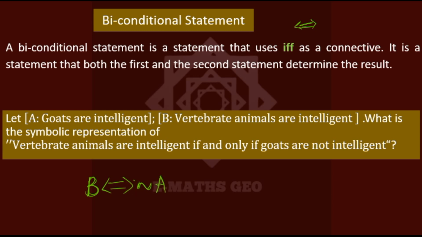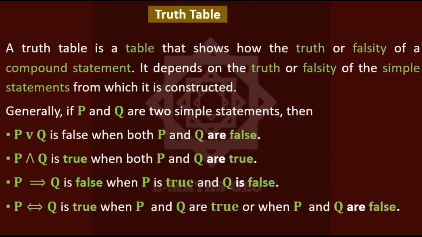So let's move to what we call truth table. So a truth table is a table that shows how truth or falsity of a compound statement depends on the truth or the falsity of the simple statements from which it is constructed. So if you have two simple statements combined with connective, we have a compound statement. So from there, we now know how true a table that we use in showing how true or false the statements are. So look at this.